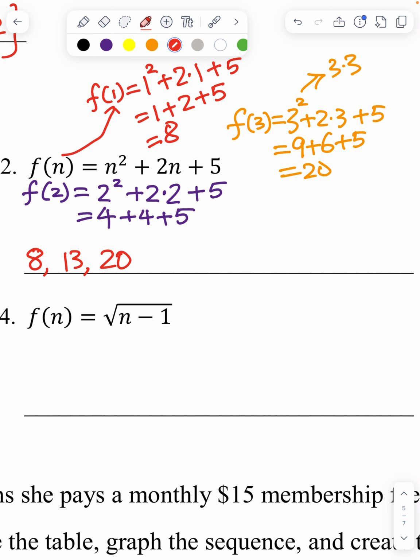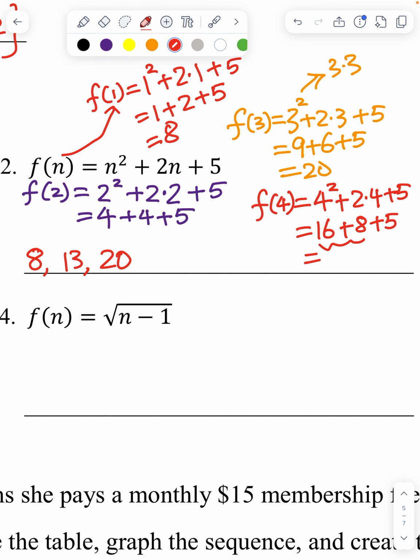Okay, last one. Last one is position 4, right? So n squared, that means 4 squared plus 2 times 4, and then plus 5. 4 squared, that's 16. 16 plus 8 plus 5. This is 24 plus 5, so it's 29.